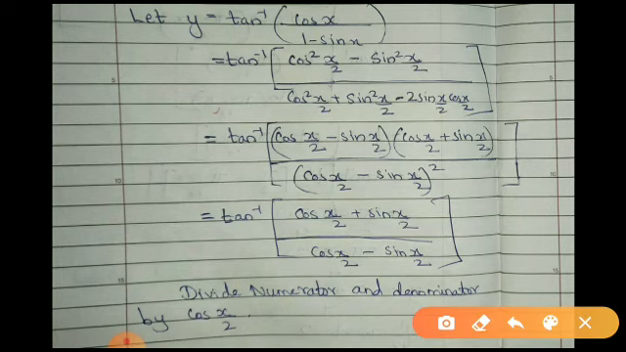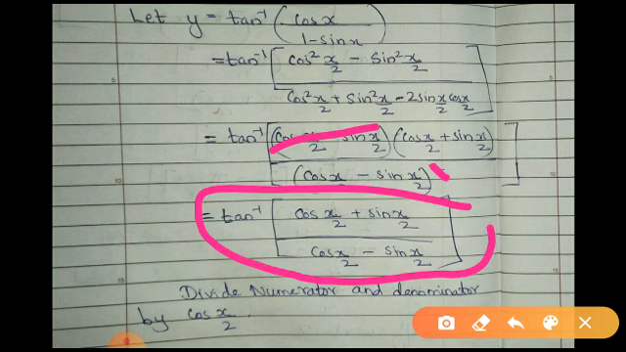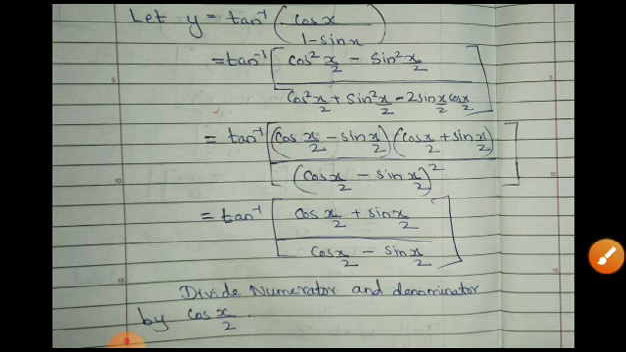1 will get cancelled. This and this will get cancelled. And you will get tan inverse of this. Again, this is the important step, because such steps you will see again in your integrations and all. So whenever you have this type of question, always that angle should be divided by cos x by 2. So your numerator and denominator I have to divide by cos x by 2.